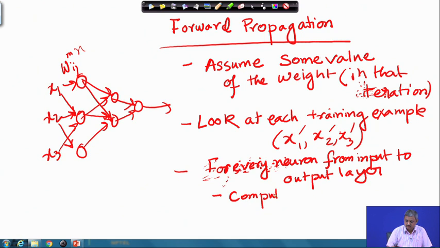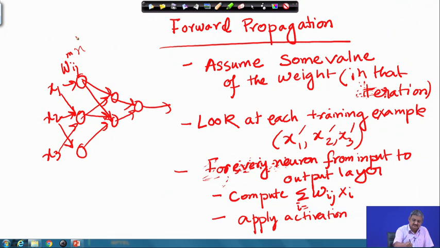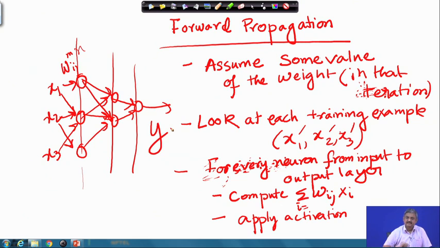Compute xi, over all the xi's, all the inputs, and then apply the activation function. So, layer by layer, first for all these neurons, then their output as input to these neurons, finally the output you get. So, that means for every input, for this set of weights, this is the output. That means we are propagating the input to the output, that is why it is called forward propagation.